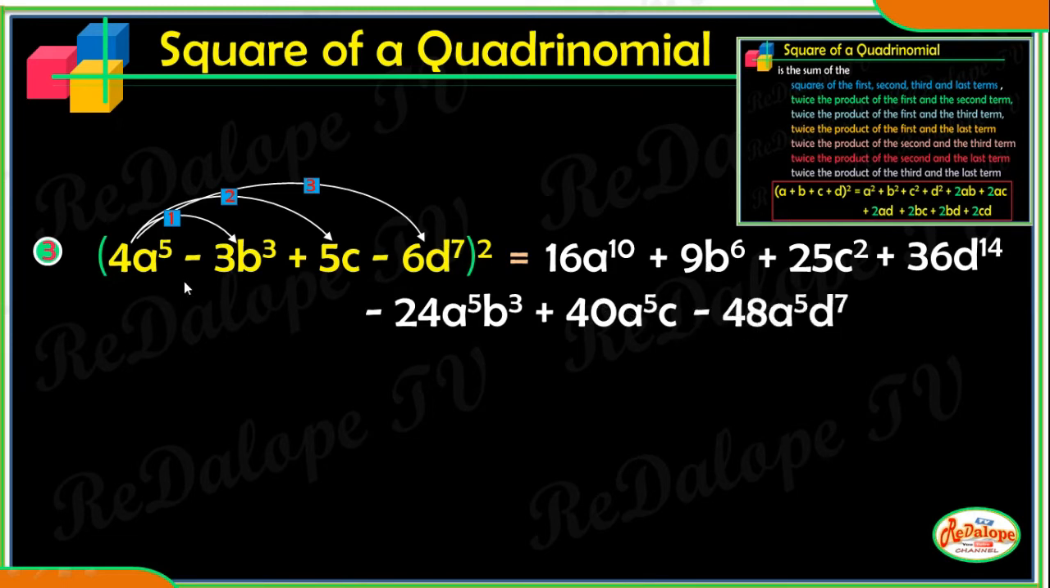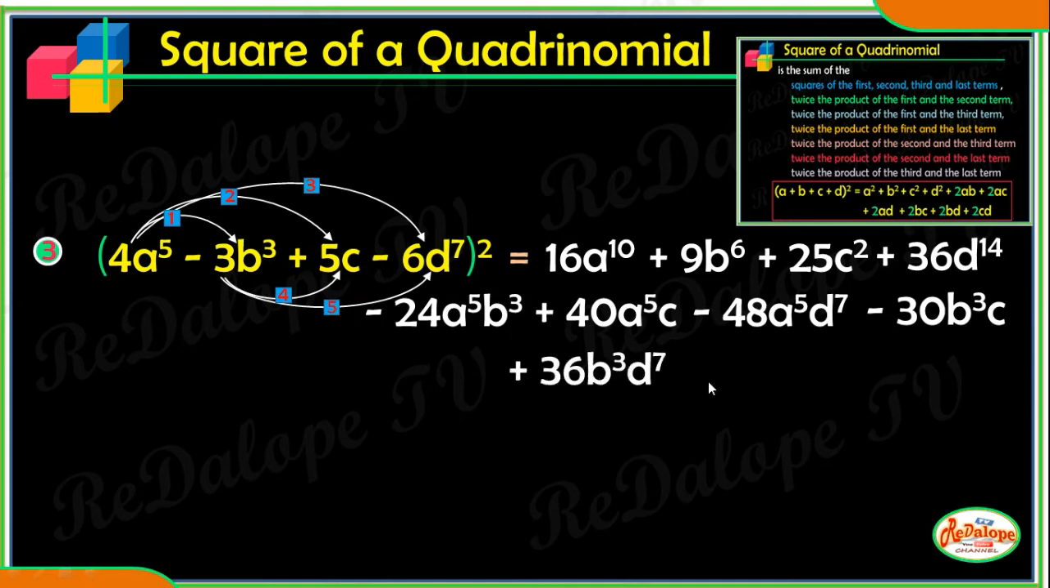4a^5 times negative 6d^7, so that is negative 24a^5d^7 times 2, so that is negative 48a^5d^7. Then we have the second term multiplied by the third term, so we have negative 3b cubed times positive 5c, so that is negative 15b cubed c times 2, so that is negative 30b cubed c. Negative 3b cubed times negative 6d^7, so that is positive 18b cubed d^7 times 2, so that is positive 36b cubed d^7.